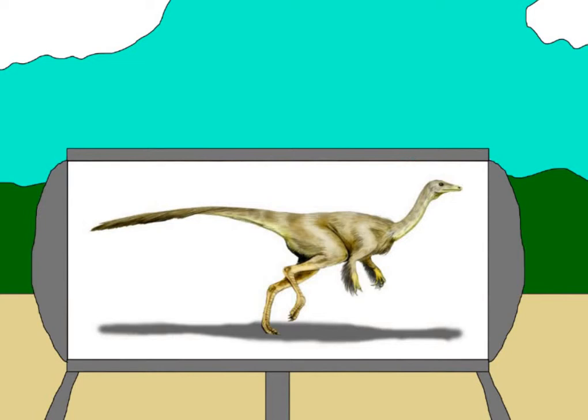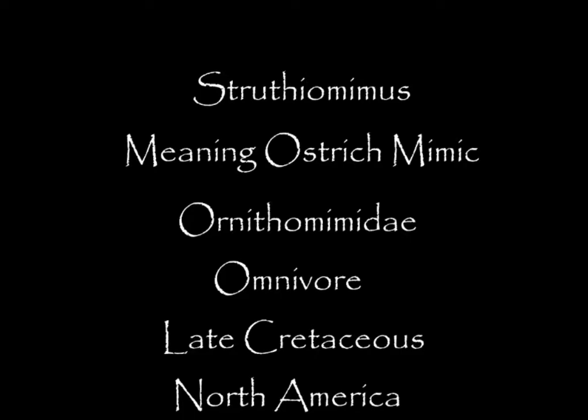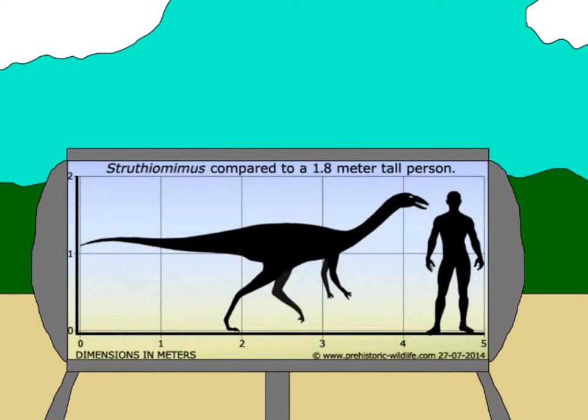Anyway, today we're talking about Struthiomimus. Struthiomimus means ostrich mimic and is a member of the Ornithomimidae family. It was an omnivore that lived during the late Cretaceous in North America. Struthiomimus could reach lengths of up to 14 feet long, making it more diminutive compared to its Mongolian cousin Gallimimus.